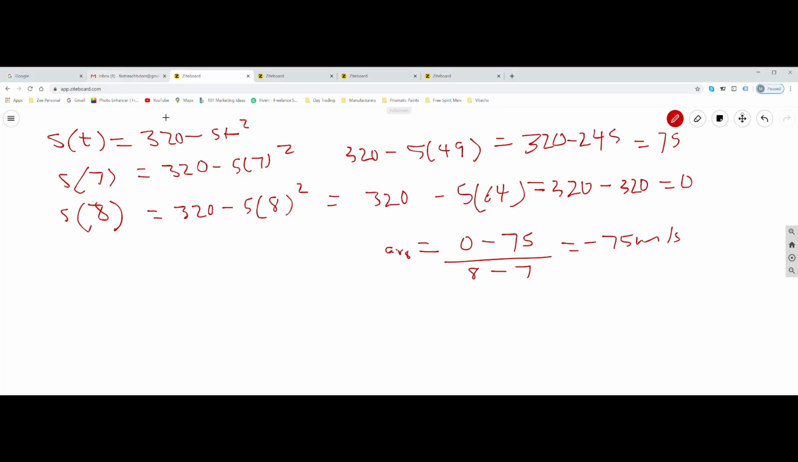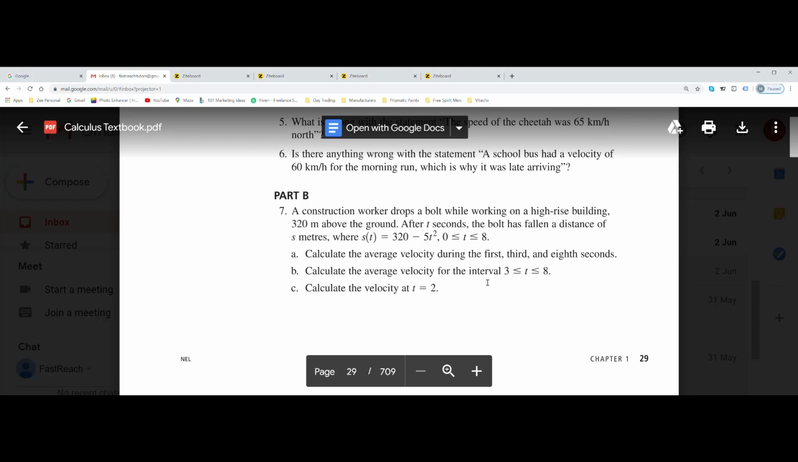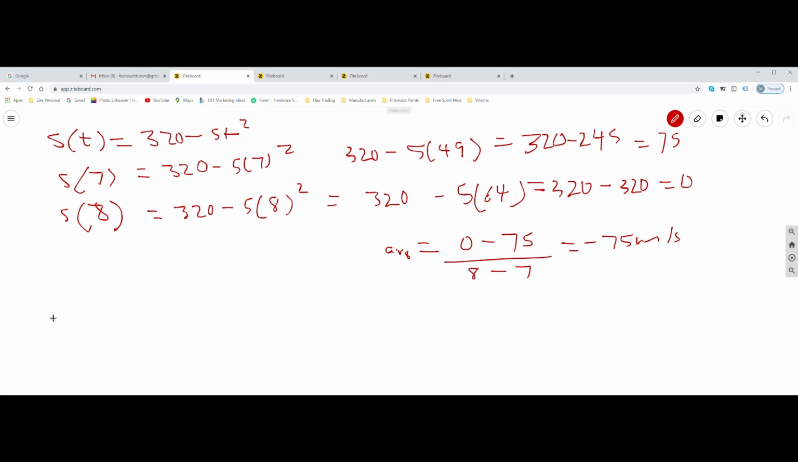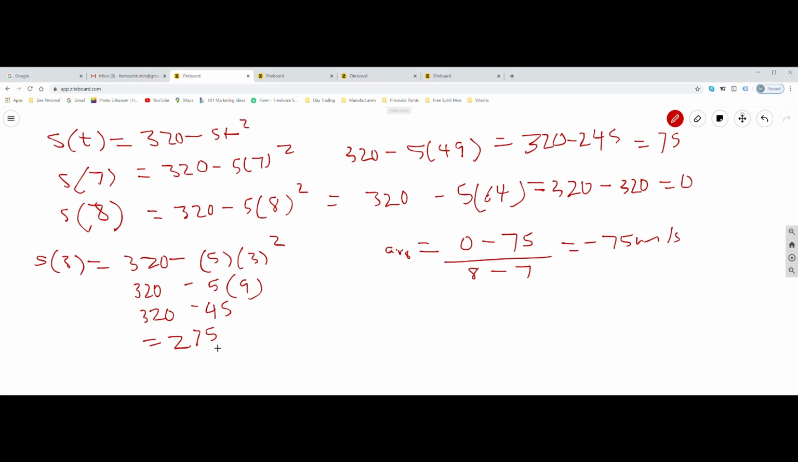So next question is, calculate the average velocity for the interval 3 and 8. So we should look at, oh yeah, we have to remember what it was at 3. So 320 minus 5, 3 squared, 5 times 9, 45. So 320 minus 45 equals 275, I believe it was 275. Yeah.